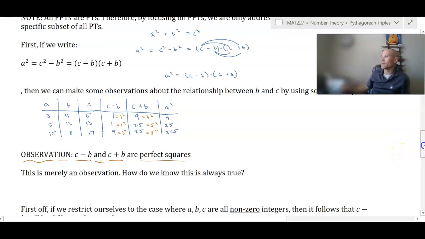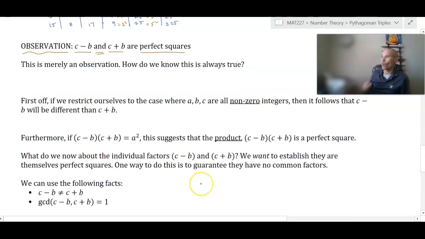Well, there's a couple of things that would be helpful in knowing that. And then once we're able to establish this with certainty, then we can actually construct formulas for how to calculate B and C. So bear with me for a moment here. Let's think together. First off, if we restrict ourselves to the case where A, B are all non-zero integers, then it follows that C minus B will be different than C plus B. Okay, so that's got to make sense, right? Because if they're non-zero, then C minus B, if you take away B from C, then that's going to be smaller than C plus B. Right? So C minus B has to be less than C plus B.